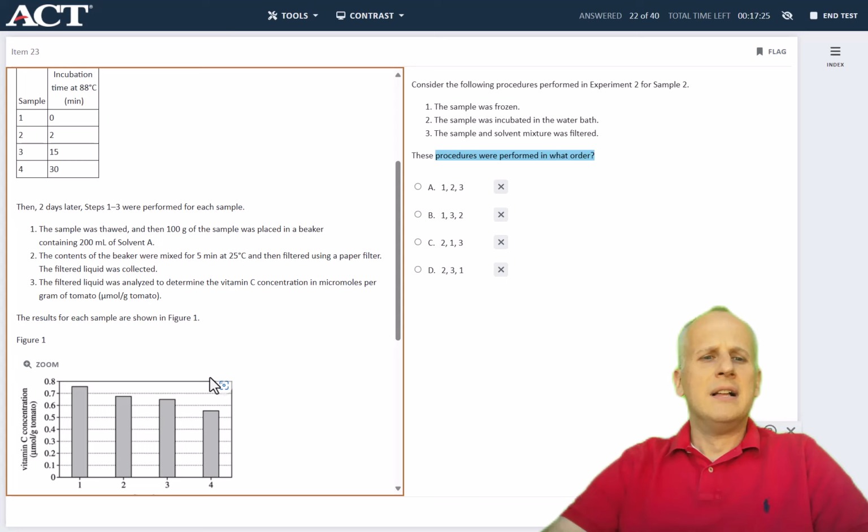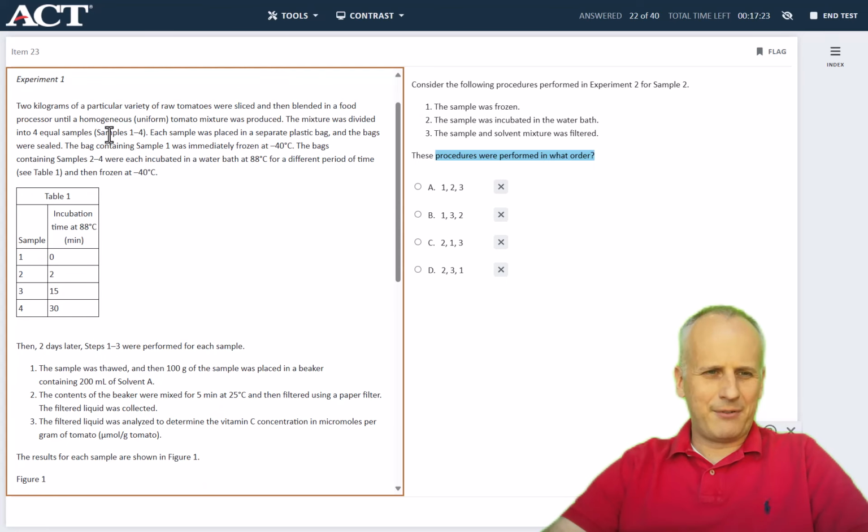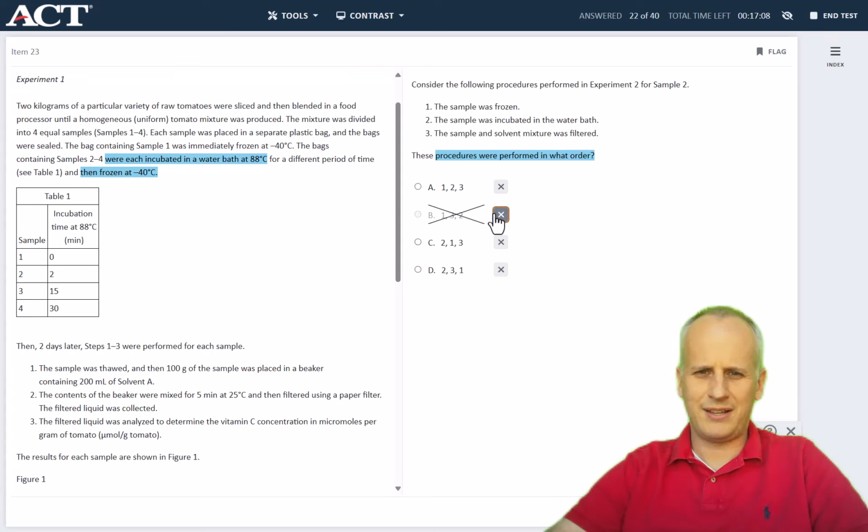And then these steps are going to be performed for each sample because experiment 1 was repeated in experiment 2. So we know that the first thing that happened for samples 2 through 4, of which sample 2 is one of them, it was incubated in the water bath and then frozen. So let's just make sure we get incubated and then was frozen. So 2 should come first, which allows us to eliminate choices A and B. And then 2 comes first, then 1 comes second. So our correct answer is going to be choice C, because then the filtering comes last if we kept going.